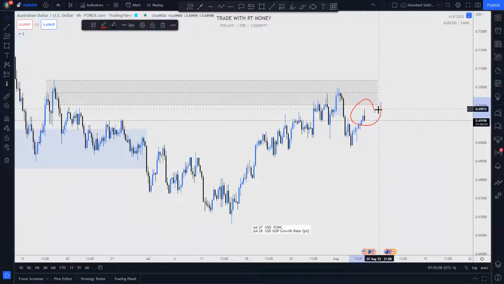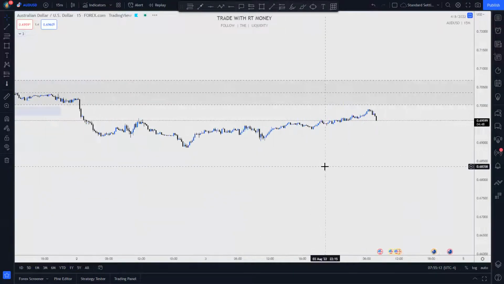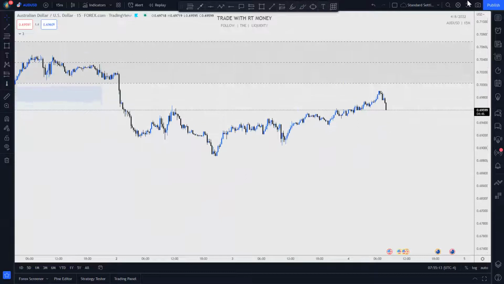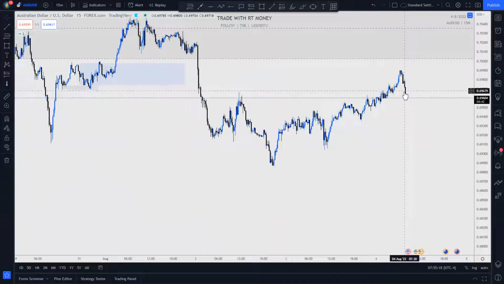I'm going to take a peek at this 15 because this is really intriguing to me. It came up here. Oh man, I can't believe it. So it's taking out this internal liquidity here.